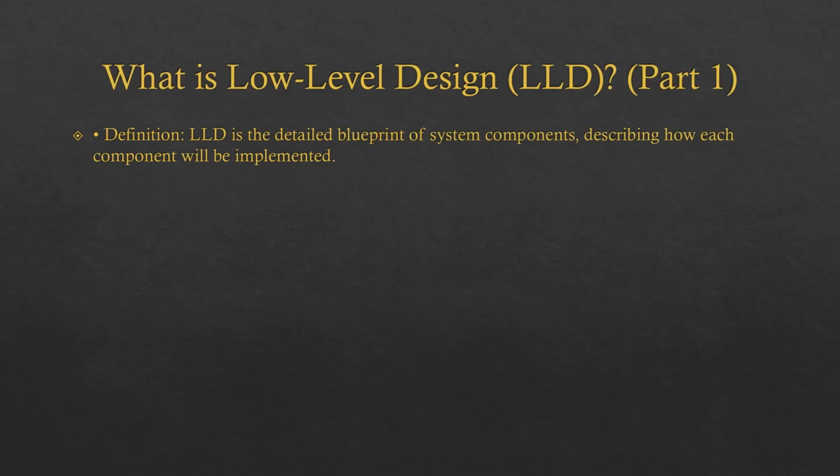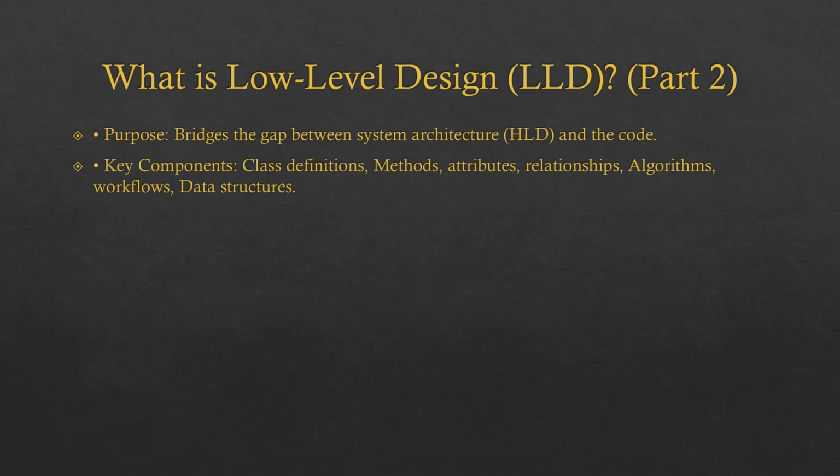Low-level design, or LLD, refers to the detailed design of your system components. It describes how each component will be implemented, focusing on the individual parts of the system rather than the entire architecture. LLD serves as a bridge between high-level system architecture and the actual code implementation. It includes the design of components like classes, methods, algorithms, and data structures.